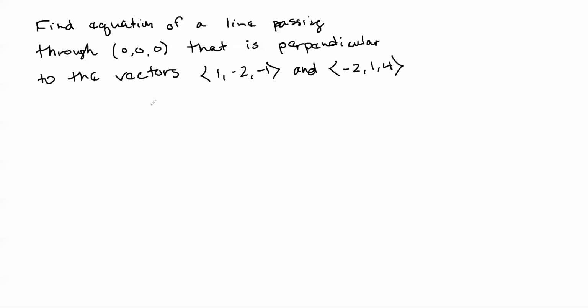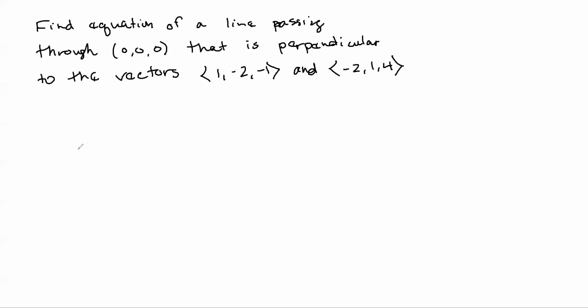So the information that you have here is, anytime you're trying to find the equation of a line, you need a point and you need a vector. They gave us a point, but they did not give us a direction vector. However, what they told us is that the line that we're trying to create is perpendicular to two given vectors.